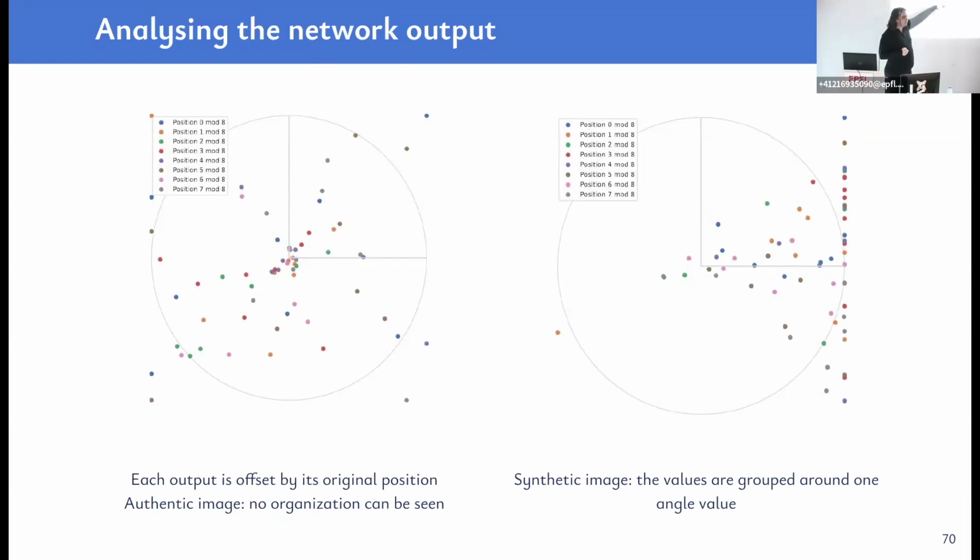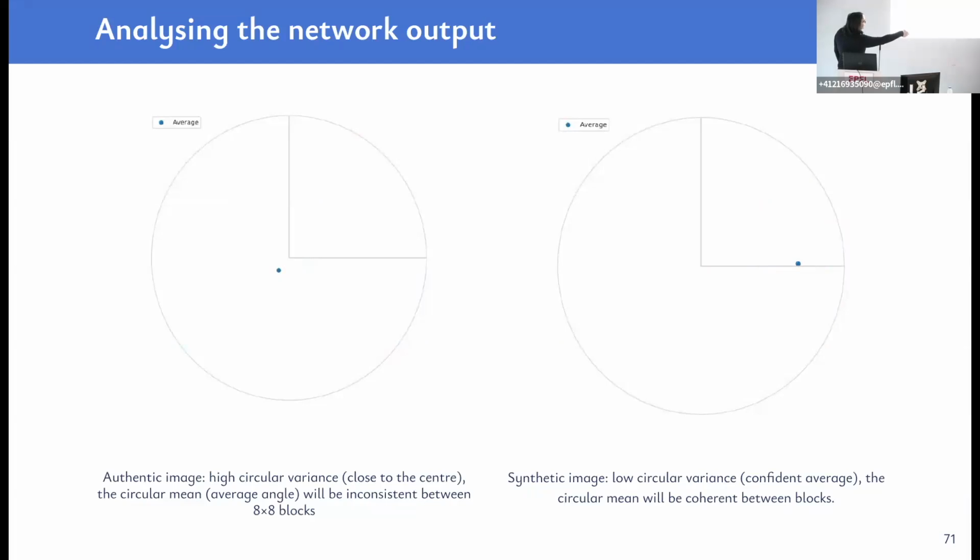So even if you do this, it remains spread around the full circle or the unit square, strangely. But here on the synthetic image, except for one error, you get it clustered nicely around one angle. So let's take the circular mean, the n-circular variance of all those points. So basically you take the average point in the complex plane. Here on the synthetic image, it's quite close to 1, which means that the values are nicely clustered together and we get one specific angle.